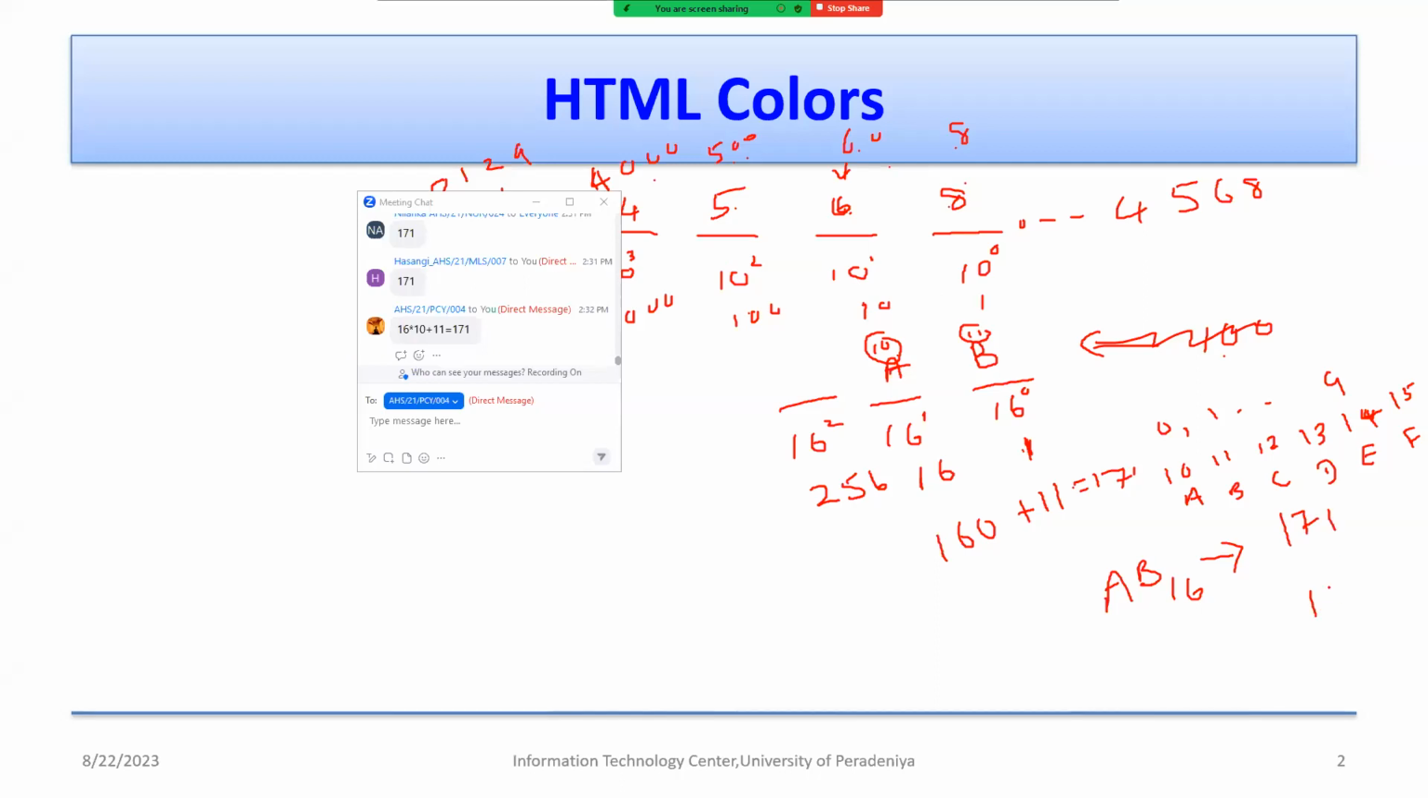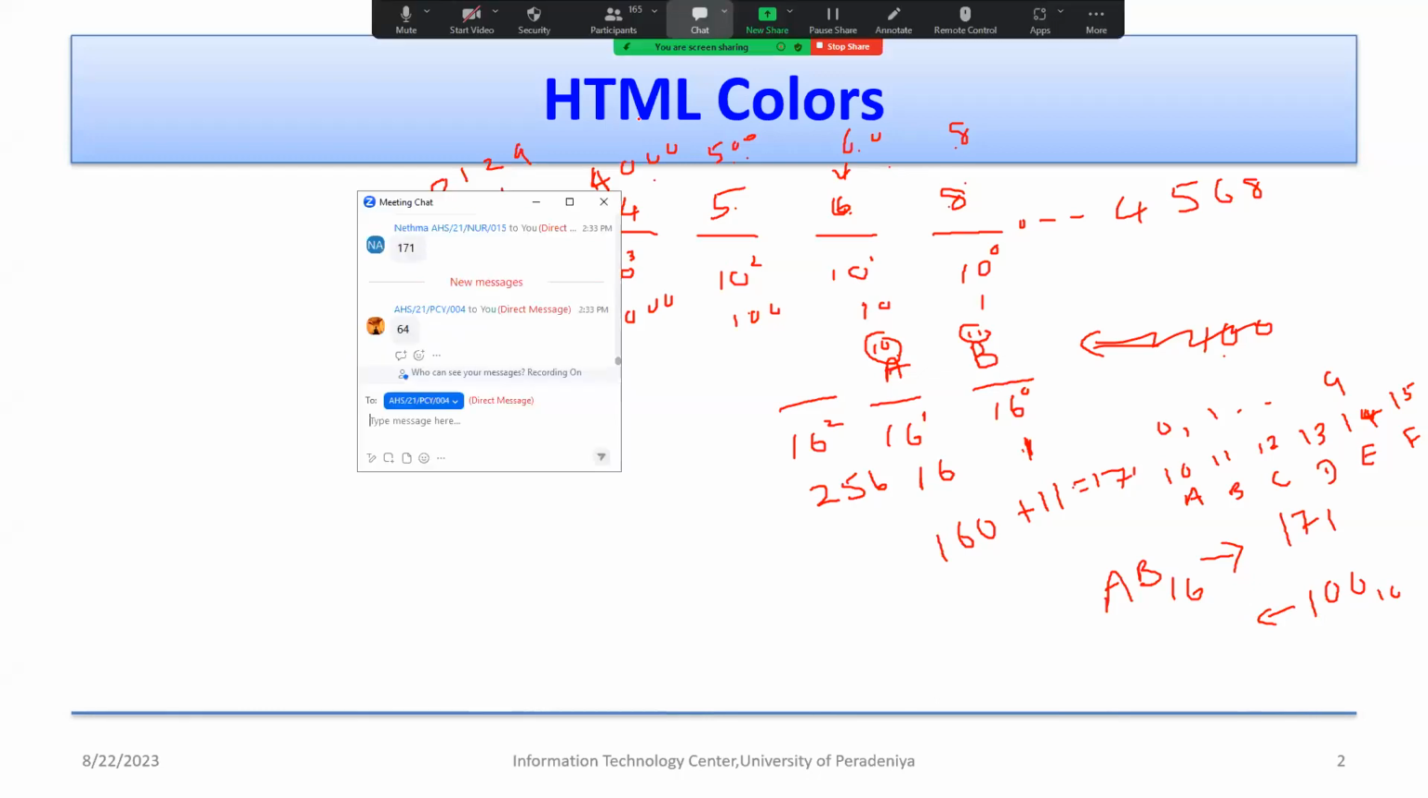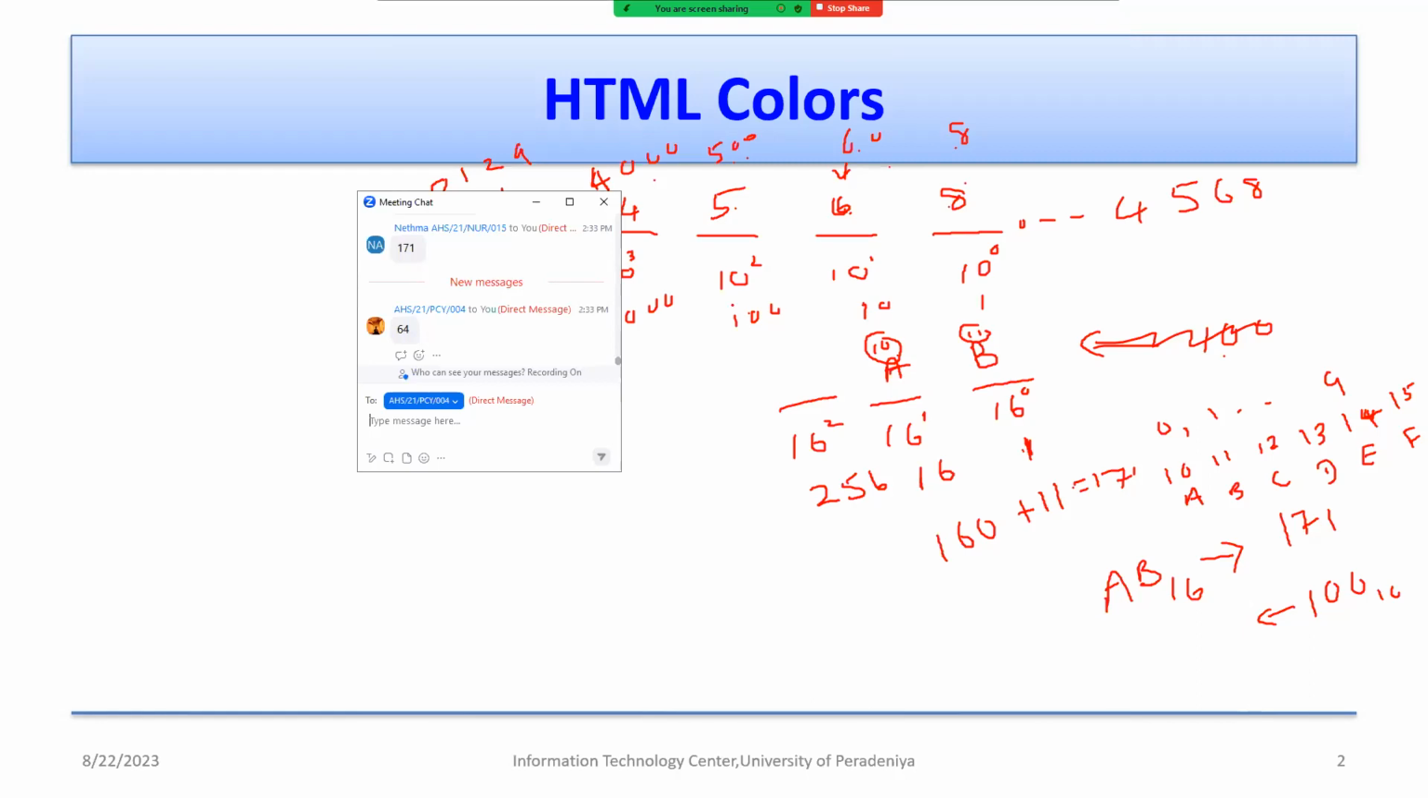So this is 171. Then my question is, how can we represent, say, 100 in decimal within the hexadecimal number system? Or we usually call it converting this 100 in decimal to the hexadecimal number system. How can we convert 100 into the hexadecimal number system?